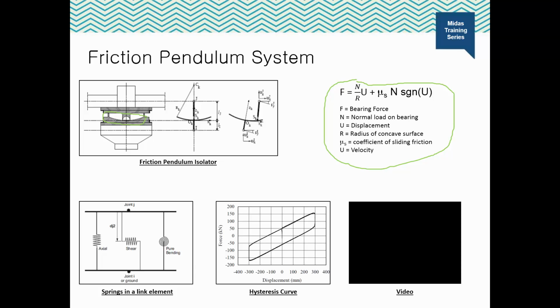For the purpose of analysis, this system can be represented using three types of spring: axial, shear, and bending. As discussed earlier, larger the area of the hysteresis curve, more will be the energy dissipation in one cycle of oscillation.